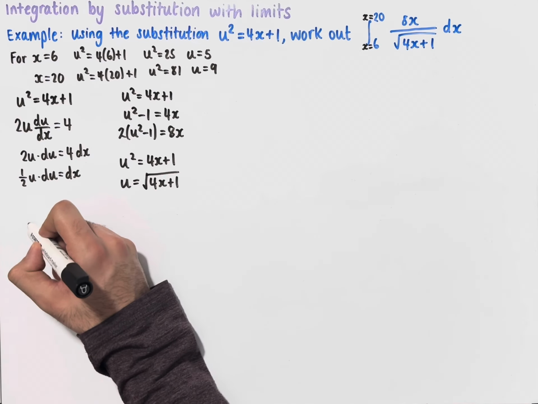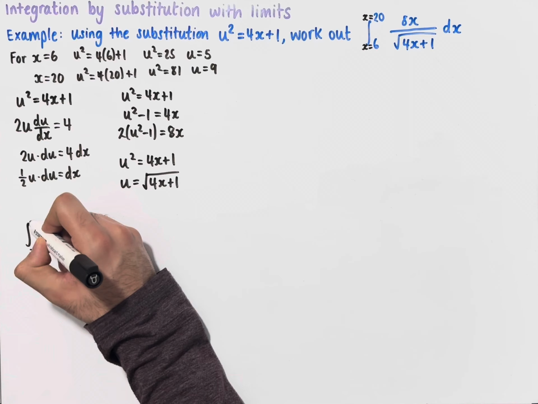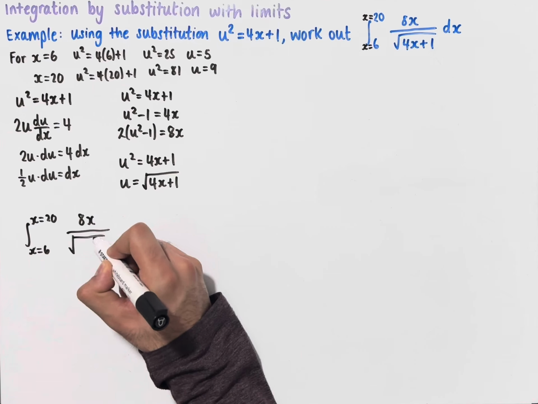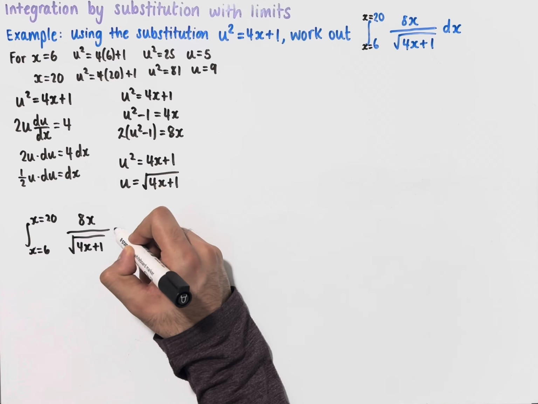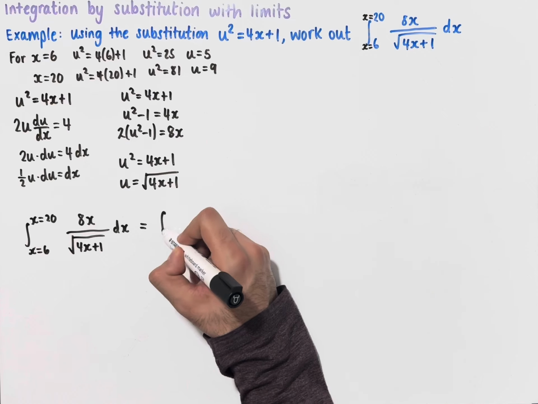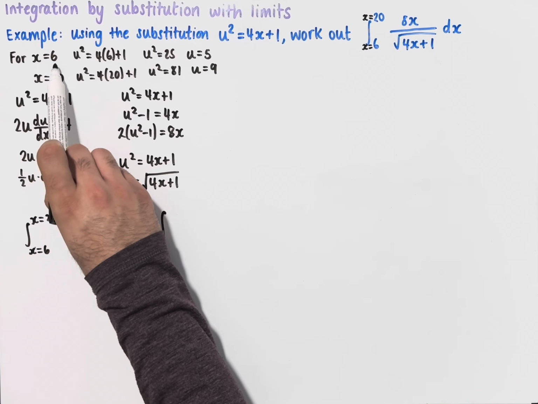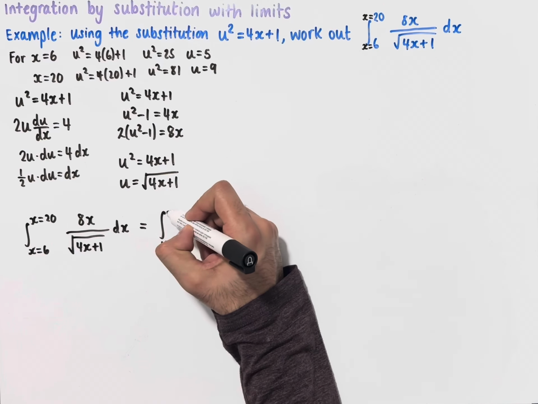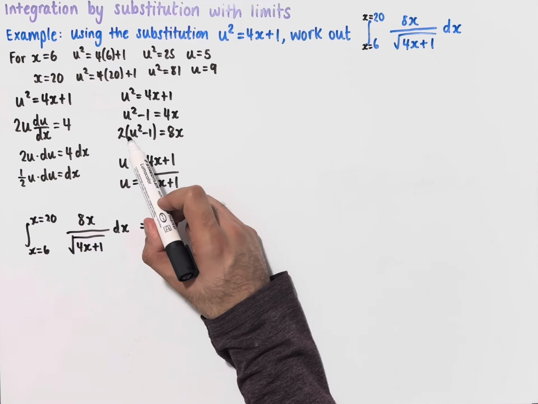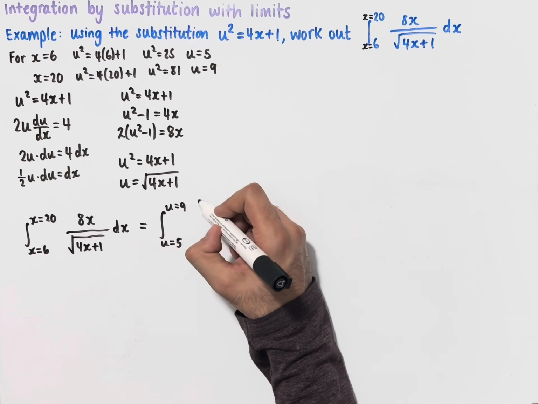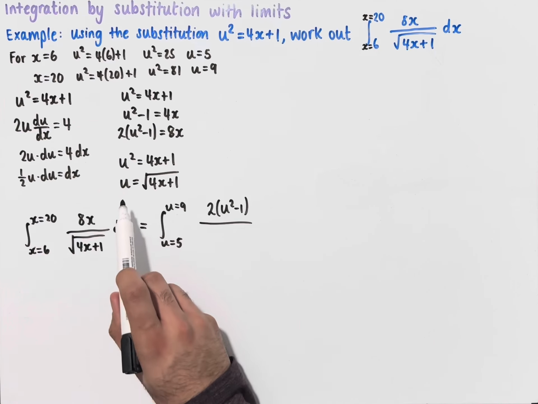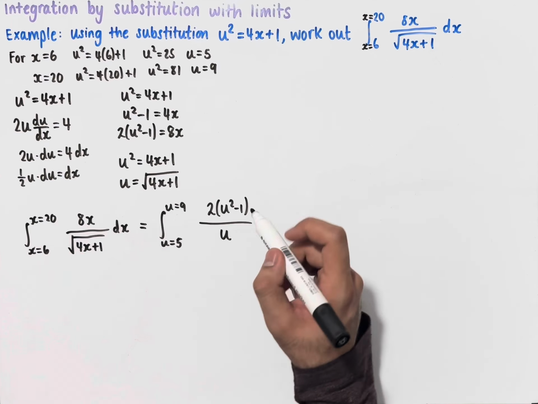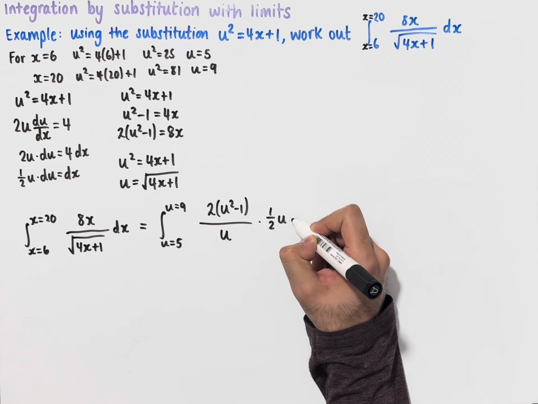And so therefore the integral from x equals 6 to x equals 20 of 8x over the square root of 4x plus 1 integrated with respect to x can be written as the integral. So the lower limit for when x equals 6 gave us u equals 5. The upper limit when x equals 20 gave us u equals 9. And now we saw that 8x can be written as 2 times in brackets u squared minus 1. This is all over the denominator, which can be written as u. And finally, dx can be replaced with a half u times du.